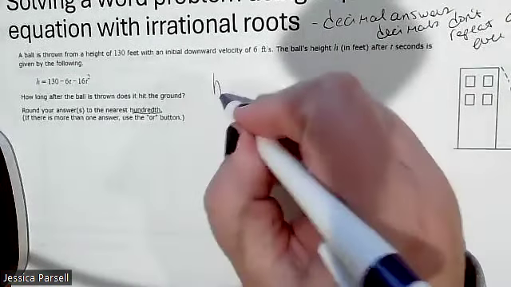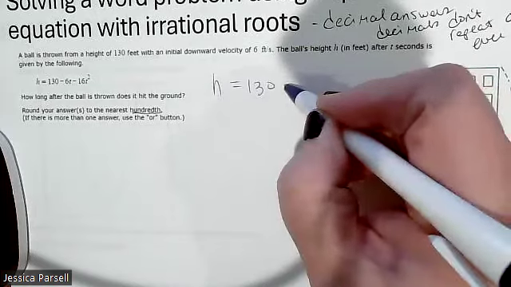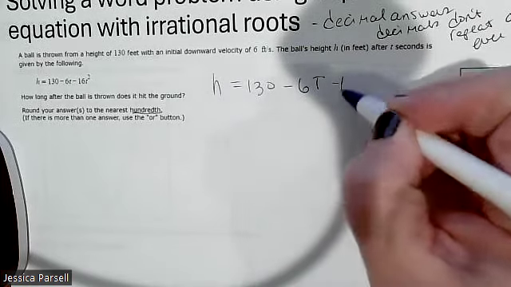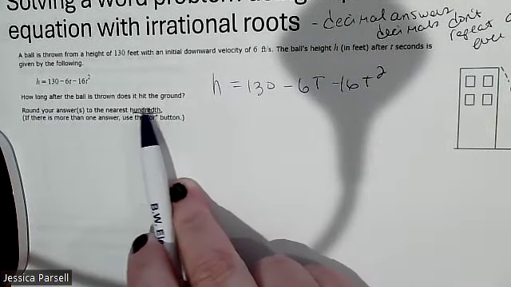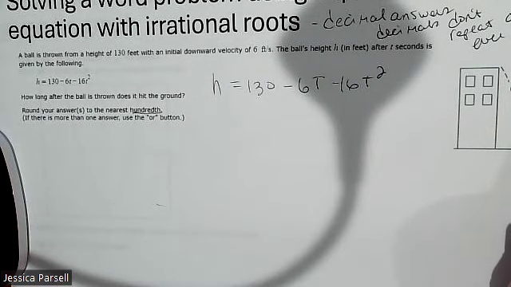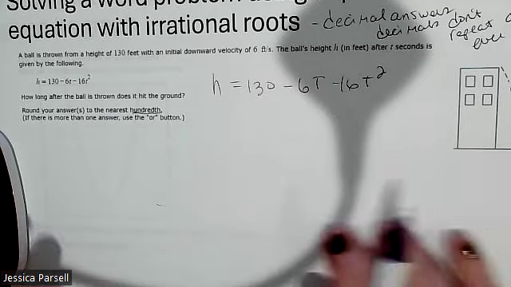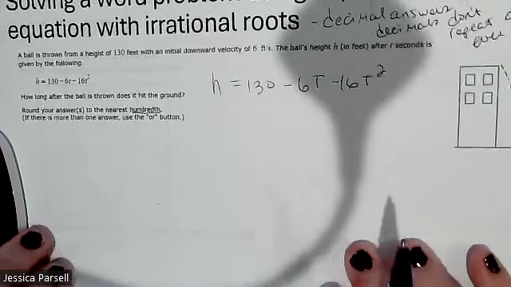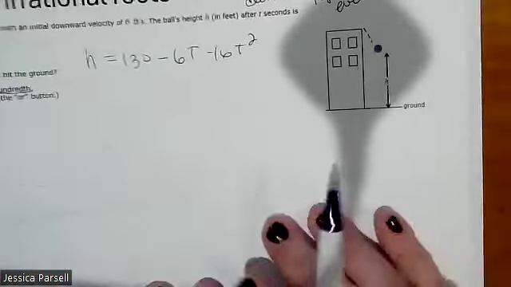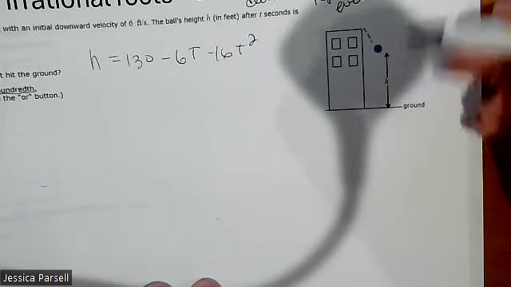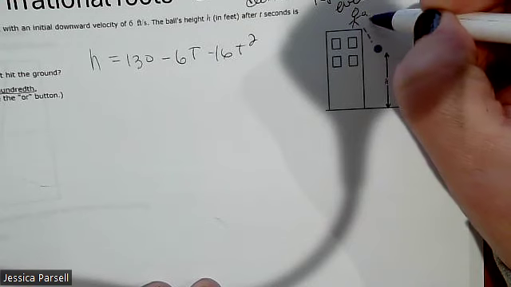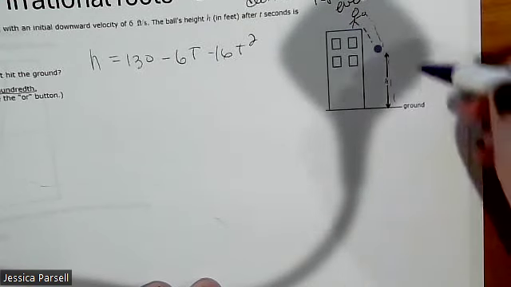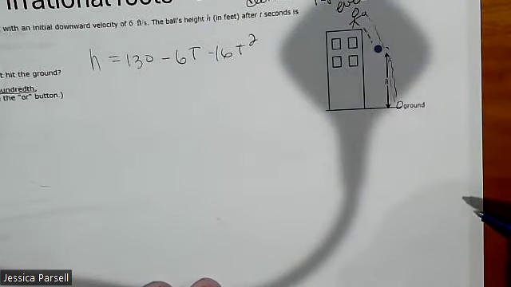Let me write this bigger. H equals 130 minus 6t minus 16t squared. How long after the ball is thrown does it hit the ground? Okay, so remember h is height. Let's go look at this picture over here. T is time. So here's your height. Pretend you're up here and you throw, let's just say, that ball down. They want to know, when does it hit the ground?